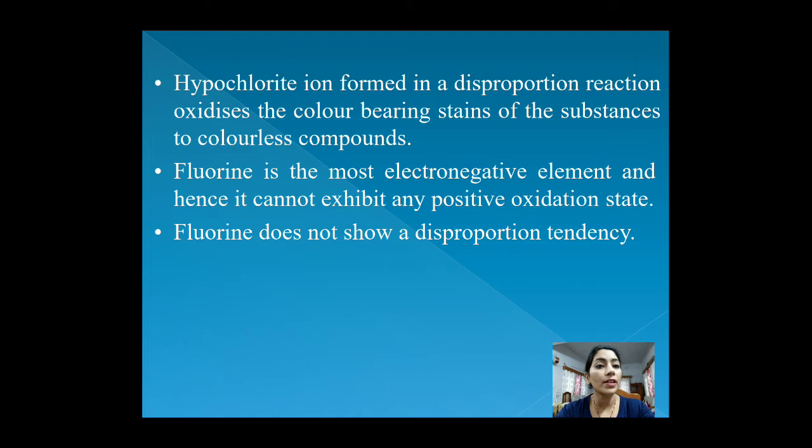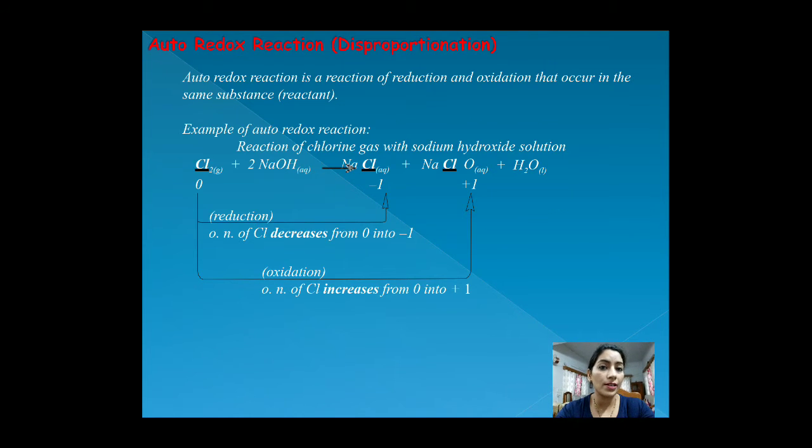Fluorine is the most electronegative element. We know what is the most electronegative. Its electronegativity is 4. The sequence of electronegativity is like F, O, N, Cl. Hence, it cannot exhibit any positive oxidation state. It always shows the minus oxidation state because it always behaves as an anion. Fluorine does not show a disproportionation tendency. There is only and only a -1 oxidation state.